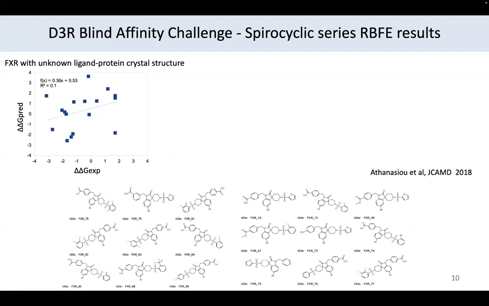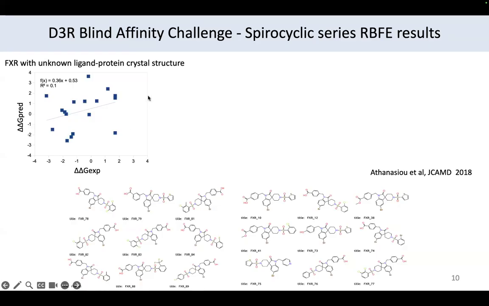So initially, the organizers of this D3R blind affinity challenge didn't provide anything, as mentioned, only the structures of these molecules, not even the structure of the protein. So we had to look online in the Protein Data Bank to find the structure of the FXR, to choose an appropriate structure and perform these calculations. Here I'm plotting the predicted values versus the experimental when they were released after the challenge was over, and we could see that we got a modest correlation between the predicted and calculated structures.